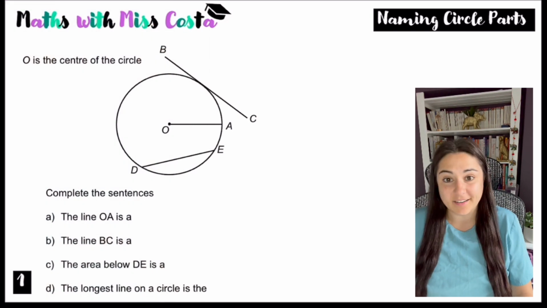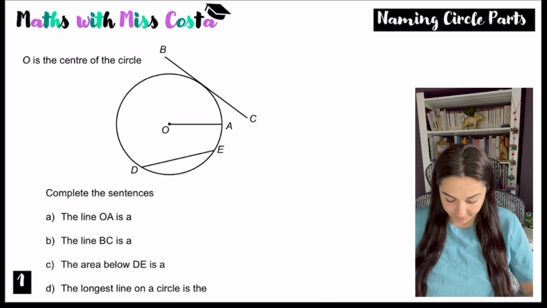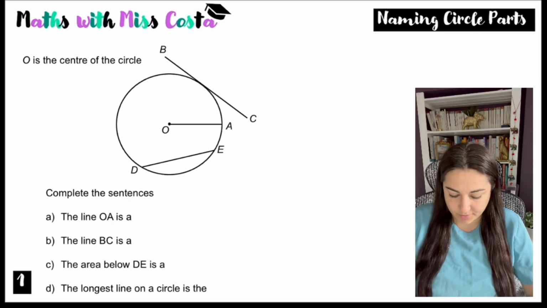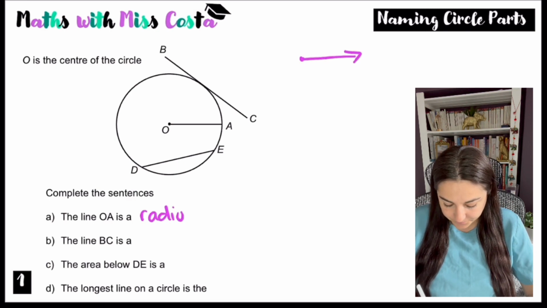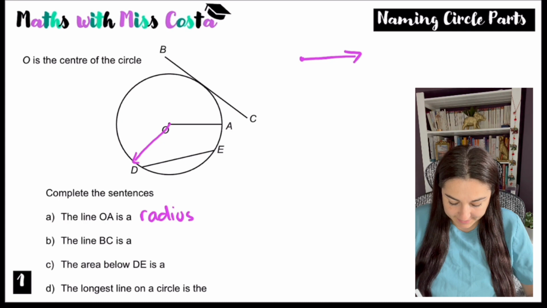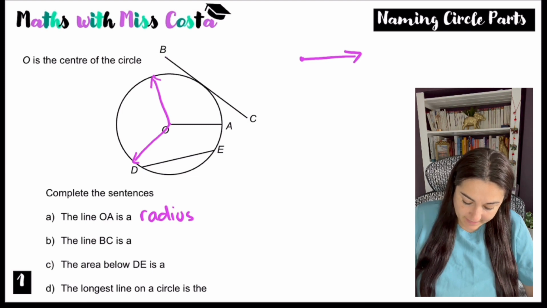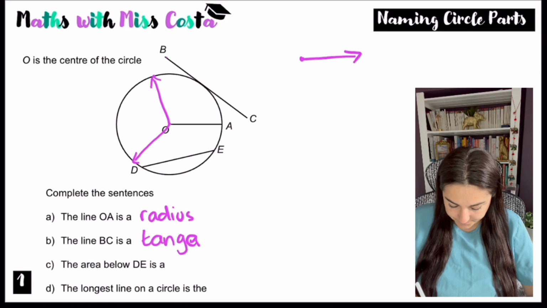Okay, so here I'm being asked to complete the sentences with regards to these parts of a circle. Now the line OA, so the line from the centre of a circle to the outside of a circle, is called the radius. It doesn't matter which direction it's facing, that would be a radius, that would be a radius too. The line BC, so a line touching the outside of the circle once, is called a tangent.